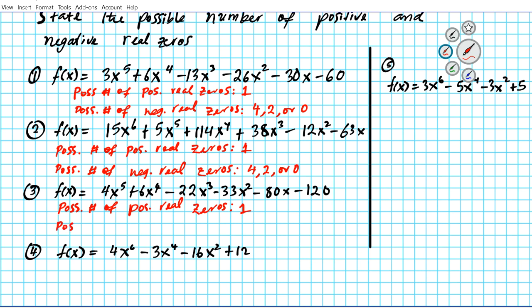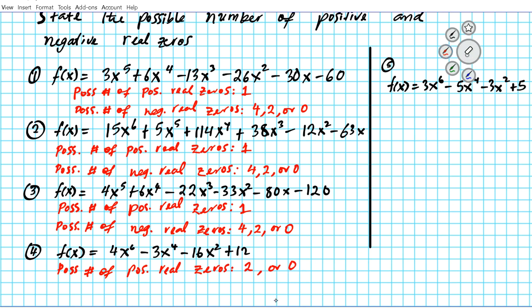And then the possible number of negative real zeros, we're looking at the sign variations for f of negative x. Remember, for odd powers, you flip the sign. For even powers, you keep the sign. If you do that, you're going to have 4 sign variations or multiples of 2 less, 4, 2, or 0. For number 4, possible number of positive real zeros, sign variations for f of x, we have 2 sign variations or multiples of 2 less, 2 or 0.